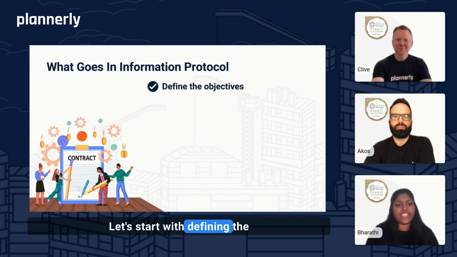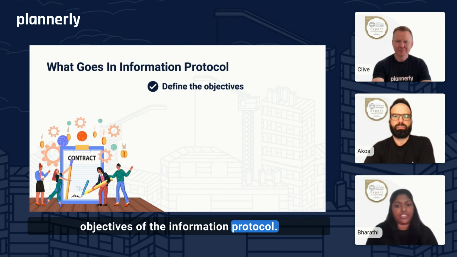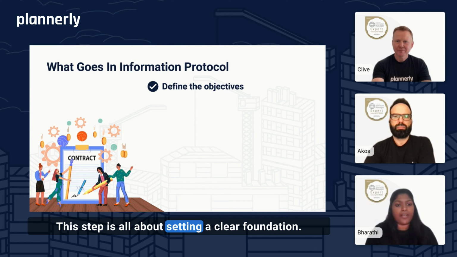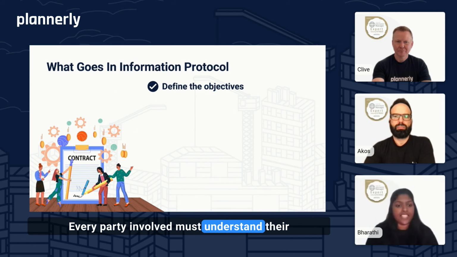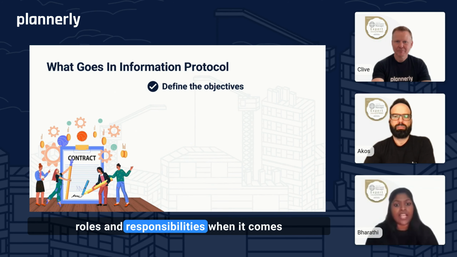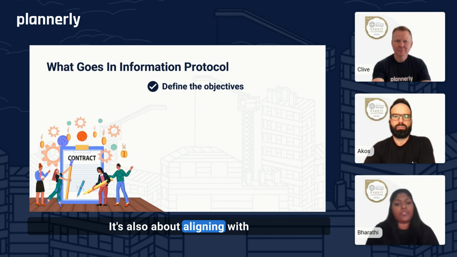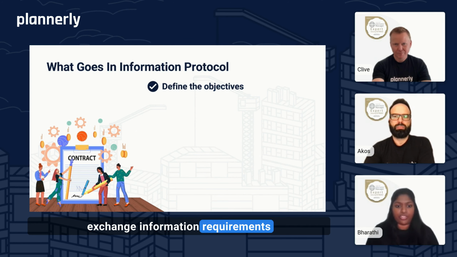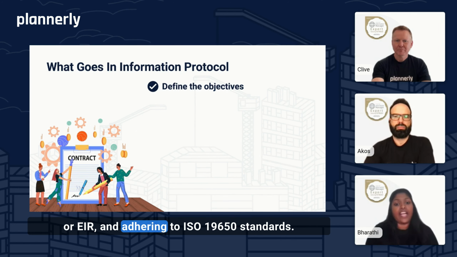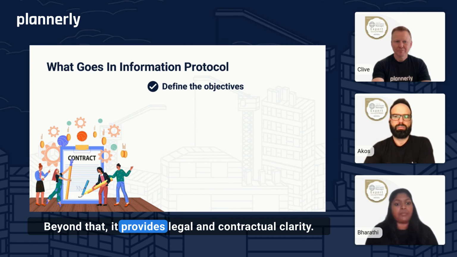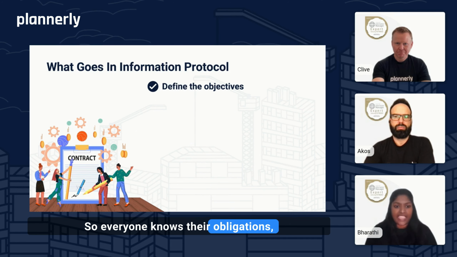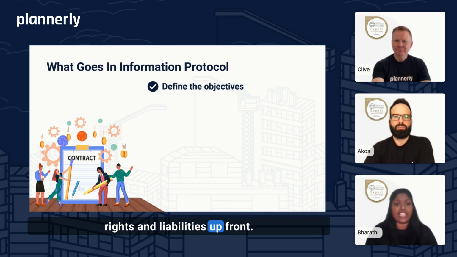Let's start with defining the objectives of the information protocol. This step is all about setting a clear foundation. Every party involved must understand their roles and responsibilities when it comes to managing and producing information. It's also about aligning with Exchange Information Requirements or EIR and adhering to ISO 19650 standards. Beyond that, it provides legal and contractual clarity so everyone knows their obligations, rights, and liabilities upfront.